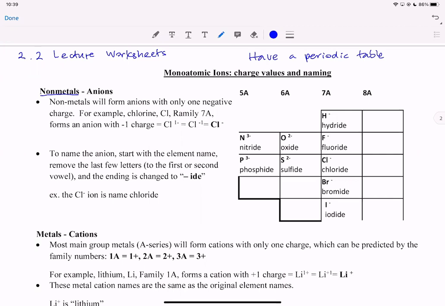And those nonmetals are family 5A, 6A, 7A, 8A. Look for it on your periodic table. What you have for those family numbers is they're aligned with the charge values. So you can write below them on your periodic table even -3, -2, -1. Family 8A does not form any ions, not typically at least.